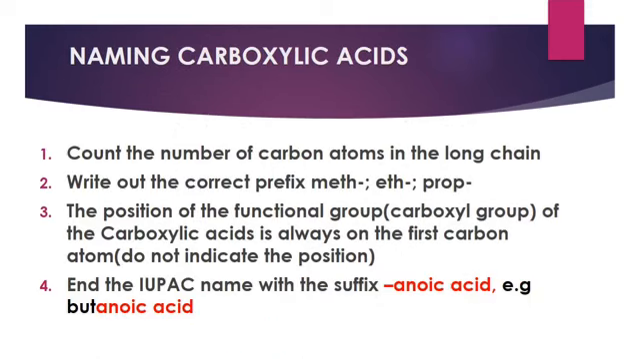Let's come to the naming of carboxylic acid. Now number 1, you count the number of carbon atoms in the long chain. Number 2, you write out the correct prefix. Now you have to note the position of the functional group. The carboxyl group of the carboxylic acid is always on the first carbon. So also you do not indicate the position. Number 4, you end the IUPAC name with the suffix -anoic acid. For example, butanoic acid.